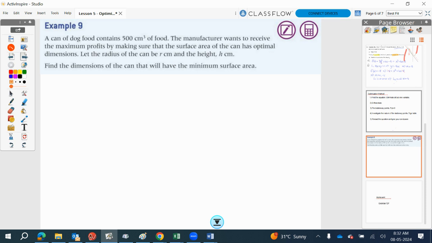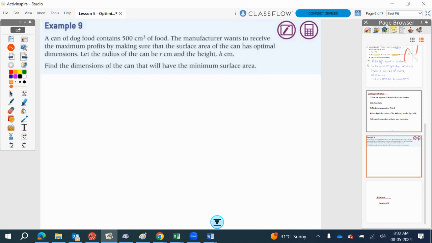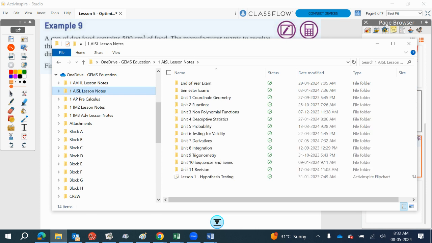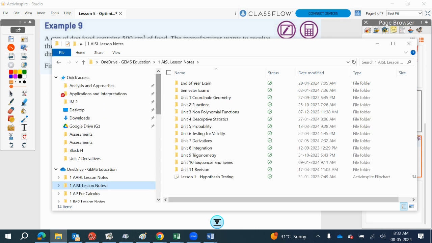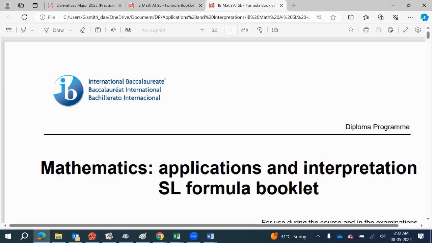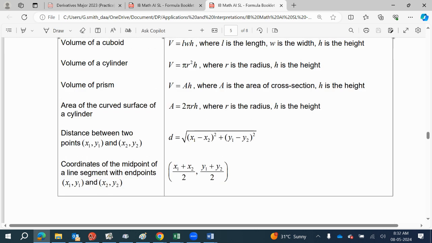So step 1, find the equation. Let's see what equations we've got for this one. So we've got a can of dog food. What shape is a can of dog food? Cylinder. It's a cylinder. So find your formula sheet. Here's the formula booklet. We want topic 3.